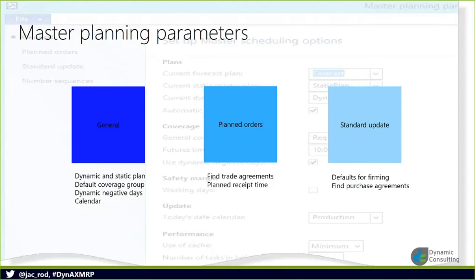And finally, on the standard update tab, this is where you specify the defaults that happen when you firm. So when you firm the order up, if you were to select multiple planned orders at once, you can actually group them into a single actual purchase order by some of the criteria that pop up in the dialog box. Now, instead of having to go through and do that each time, you can set the defaults in the standard update tab of the master planning parameters form and indicate, I want to always group my planned orders by vendor when I firm, or I want to always group my planned orders by delivery date when I firm, and group them into big purchase orders instead of having individual purchase orders for each planned order requirement.